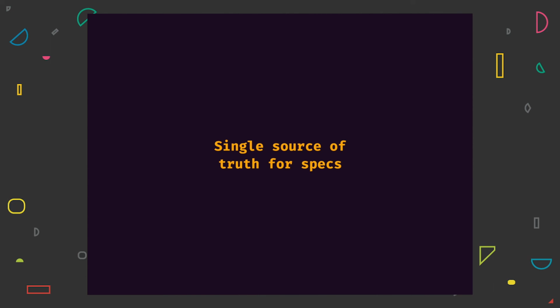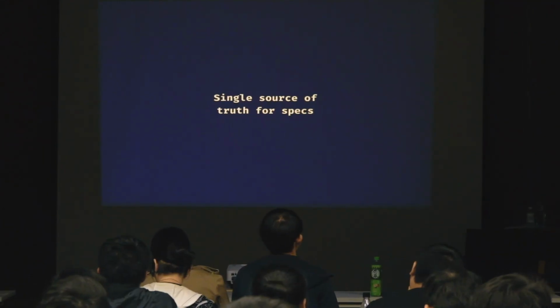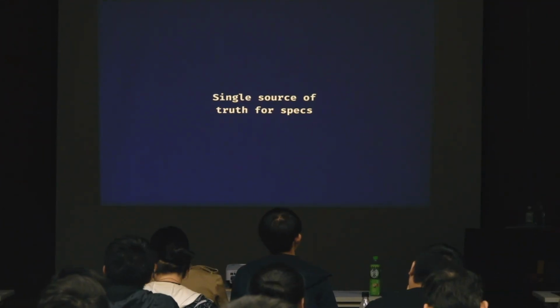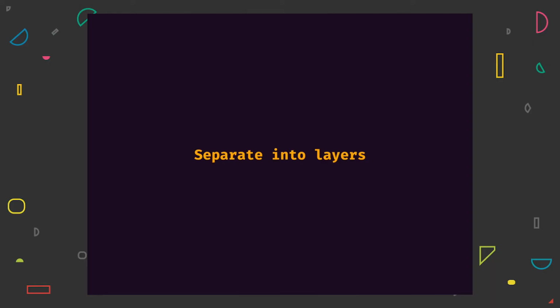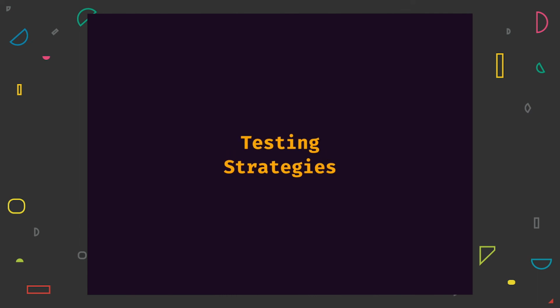And the next suggestion is you better keep the single source of truth for your spec. In our case, we use acceptance criteria to be our single source of truth. And you should find your own as well. And programming is all about layers. Try to separate your code into different layers. And at the end, apply different testing strategies for your different layers.